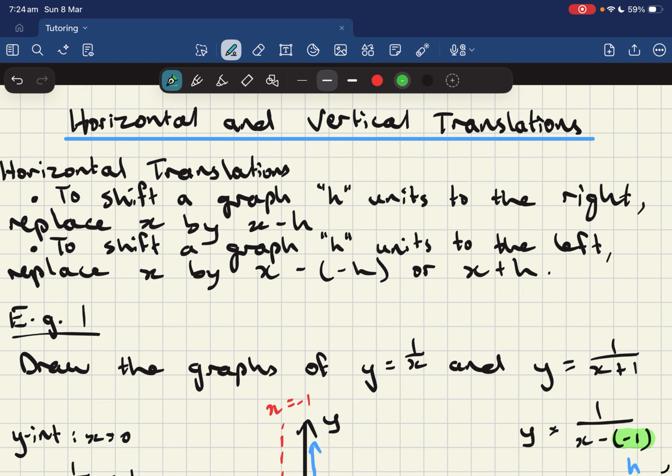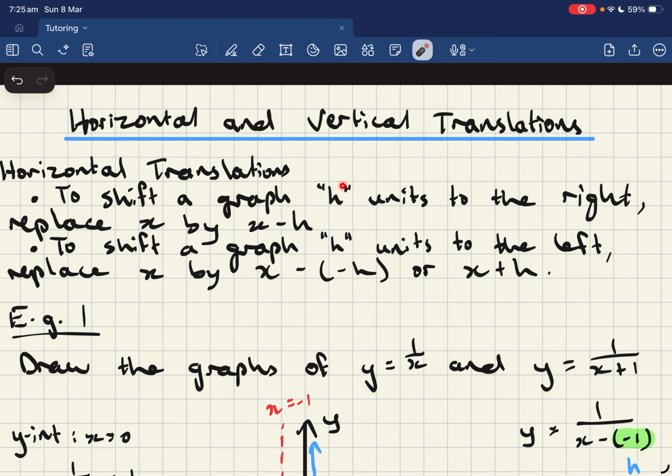So in this video, we are looking at applying horizontal and vertical translations to some of the functions we've been dealing with up until now. Now with horizontal translations, to shift a graph h units to the right, we replace the x by x minus h. So if I want to go to the right, it will look like this, where it's always in the form of x minus h, and this number will change depending on how much we want to shift it. So if we want to shift it 1 to the right, h will become 1. If we want to shift it 5 units to the right, h will become 5.